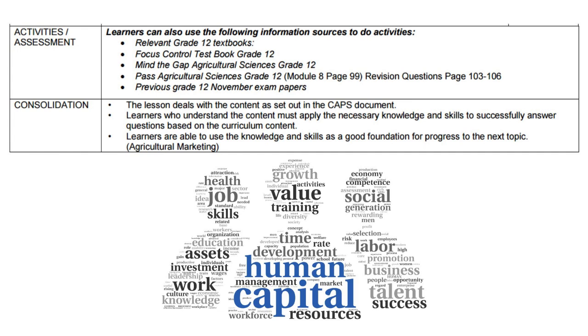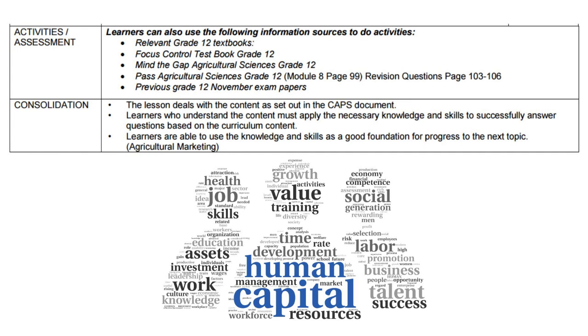Activity/assessment. Learners can also use the following information sources to do activities. Relevant grade 12 textbooks. Focus Control Test Book grade 12. Mind the Gap Agricultural Sciences grade 12. Pass Agricultural Sciences grade 12, Module 8 page 99, revision questions page 103 to 106. Previous grade 12 November exam papers.